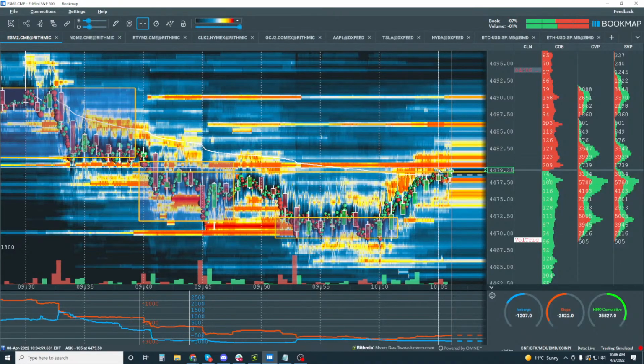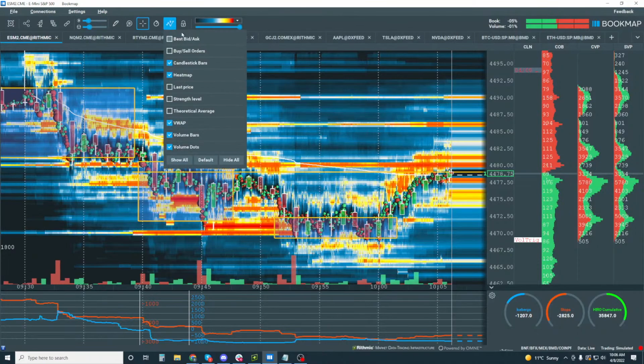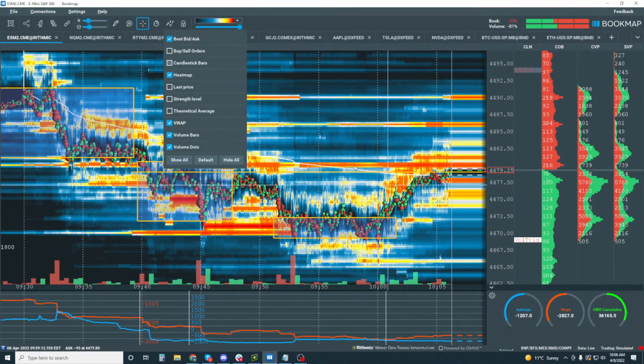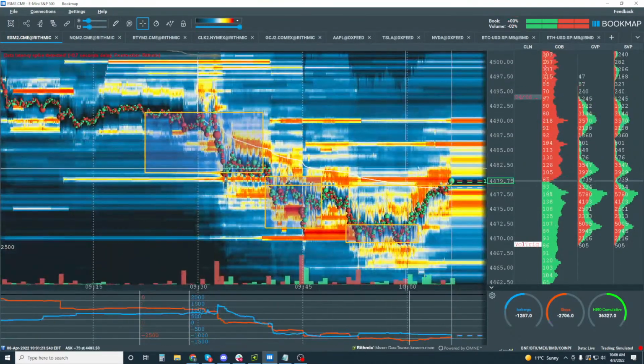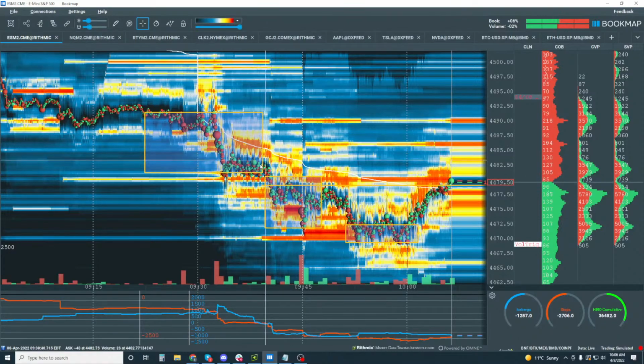All right, so anyway, let's take a look at higher time frame structure, and let's put on our best bid and offer. Let's take our candles off. We might come back and revisit candles today, but I want to start off more with structure here, and really jump in here.